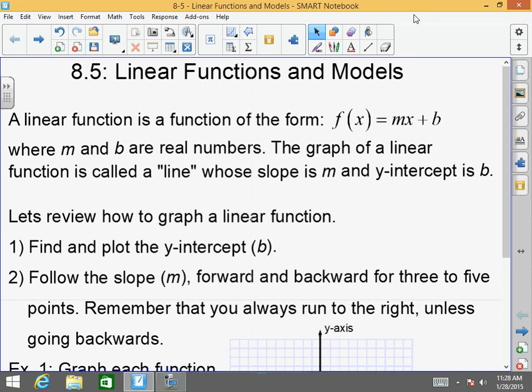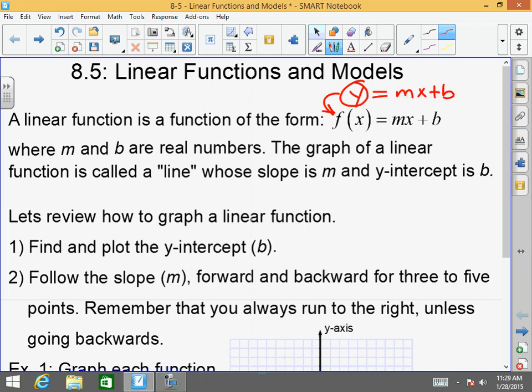Now, I want you to understand that we've already learned quite a bit, just about everything there is to learn about linear equations. A linear function is the same exact thing as a linear equation, except a linear function is a function in the form of f of x equals mx plus b. When you're talking about a linear equation, they usually write it as y equals mx plus b. But they're both the same thing, since y is the same as f of x. Remember that f of x is just a fancy way to write y. Okay, so a linear function is f of x equals mx plus b, where m and b are real numbers.